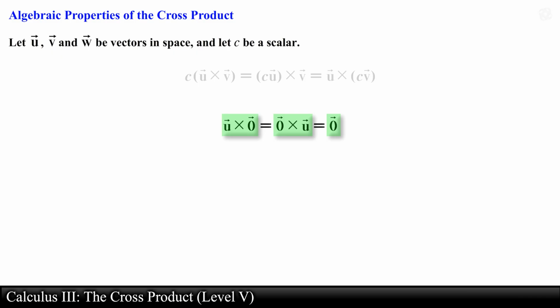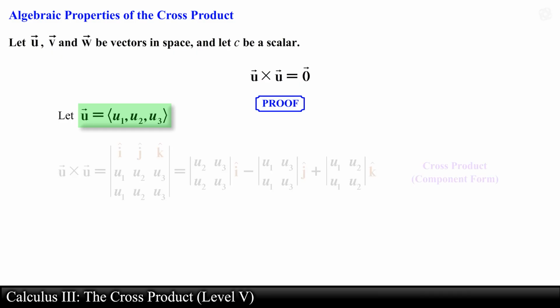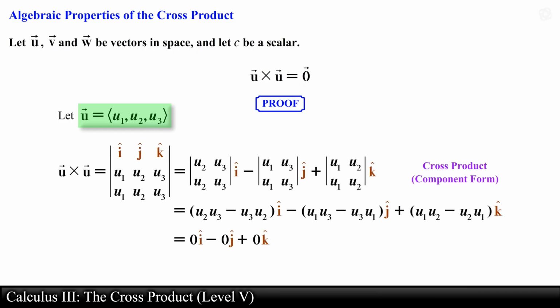So a vector crossed with a 0 vector is essentially equal to the 0 vector. The fifth property is vector u crossed with itself is also equal to the 0 vector. We can easily prove this by representing vector u in component form and finding the cross product. Notice that the value of each component reduces to 0. Recall that this is the definition of the 0 vector, and this ends the proof.